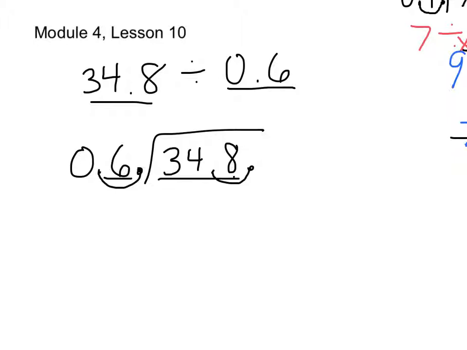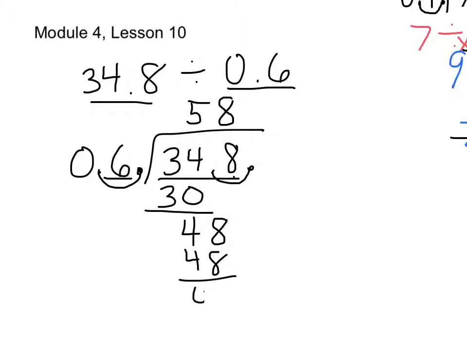6 is going to go into 34 5 times. 5 times 6 is 30. I subtract. I've got 4 left over, so I'll bring the 8 down. 6 will go into 48 8 times. That is nice and even. The answer is 58. And I promise you that'll work on anything. You want me to show you one more just to be sure?